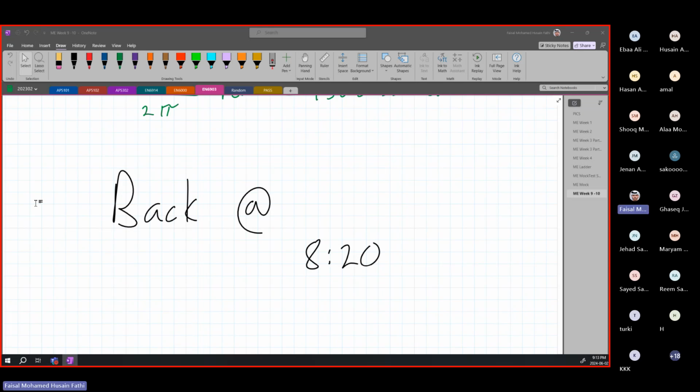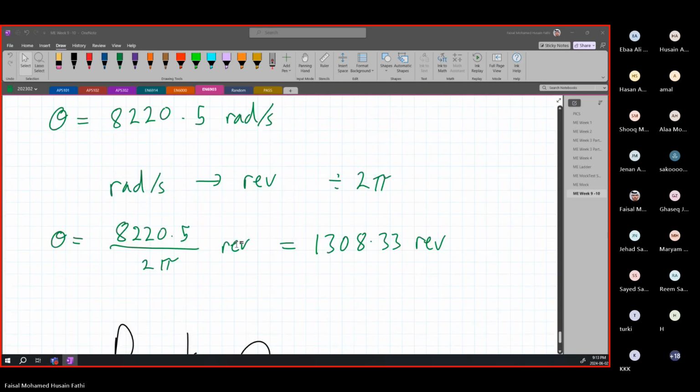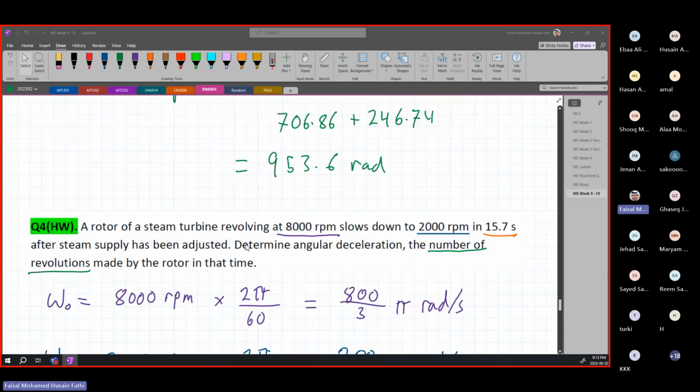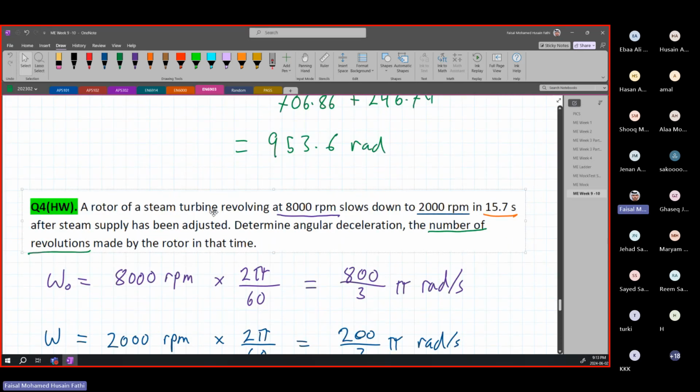How 200 pi over 3 is final. So a rotor of a steam turbine revolving at 8000 RPM slows down. So it means in the beginning it was at 8000. Then it is slowing down. It means afterwards it slowed down and reached a speed of 2000. That's why this will be our first value, which is the initial value. Then the 2000 is our final value.